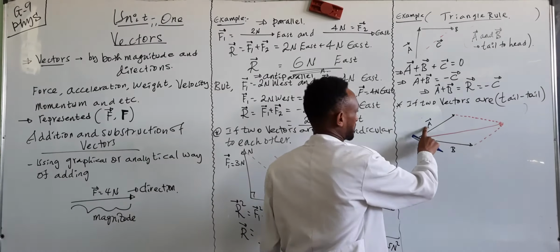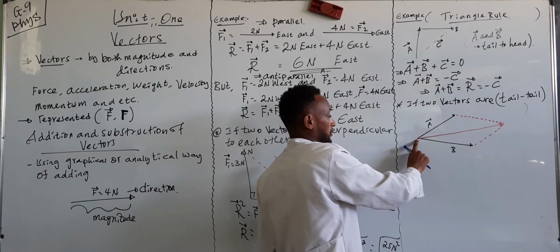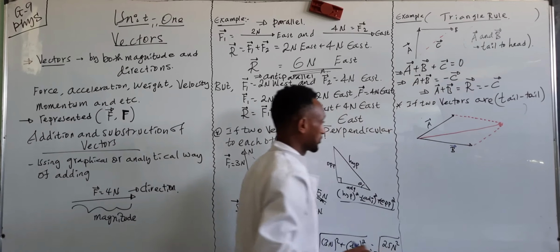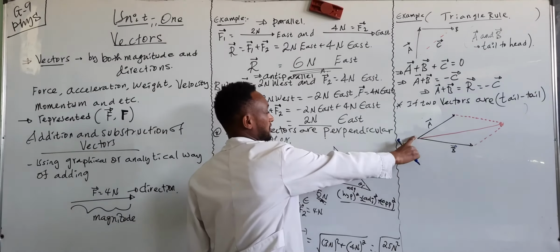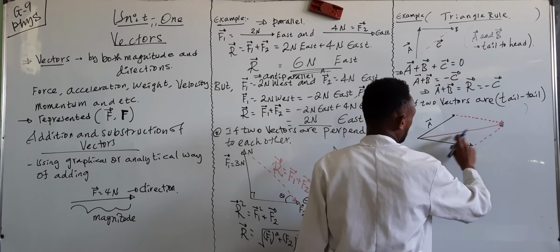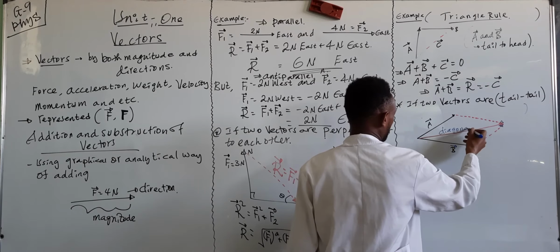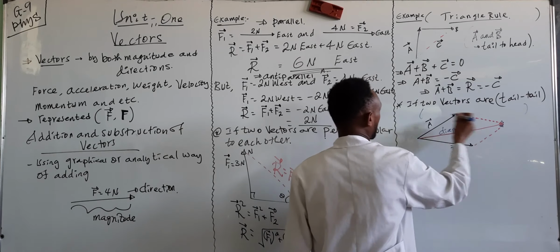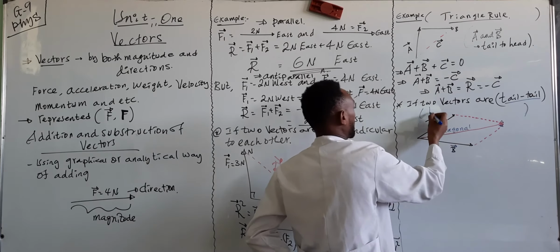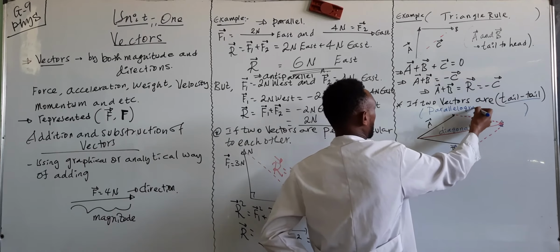Assume that this is the tail of vector A, and here the tail of vector B, and this one is the head of vector B. They combine each other tail to tail. Take this diagonal of this parallelogram. This one is a diagonal of the parallelogram. If two vectors are combined to each other tail to tail, you can add them by using the parallelogram rule.